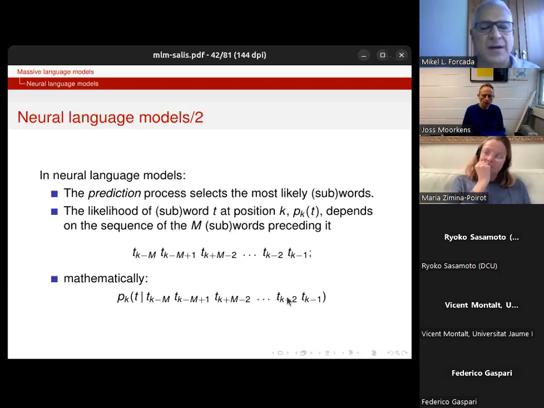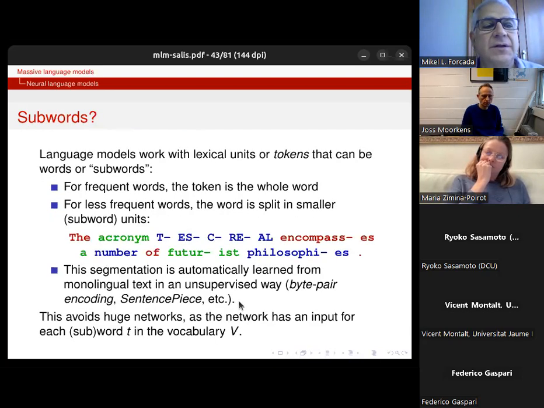I'm not going to show a lot of maths, but I just wanted to show you how it looks. And this we have to compute. But first, let's talk about these subwords.